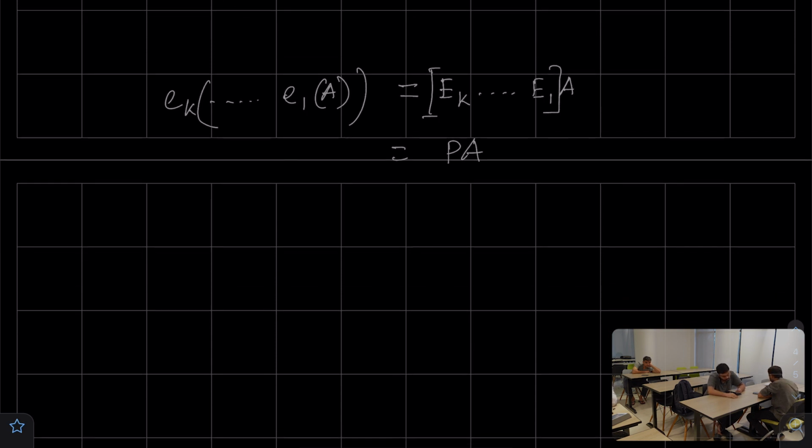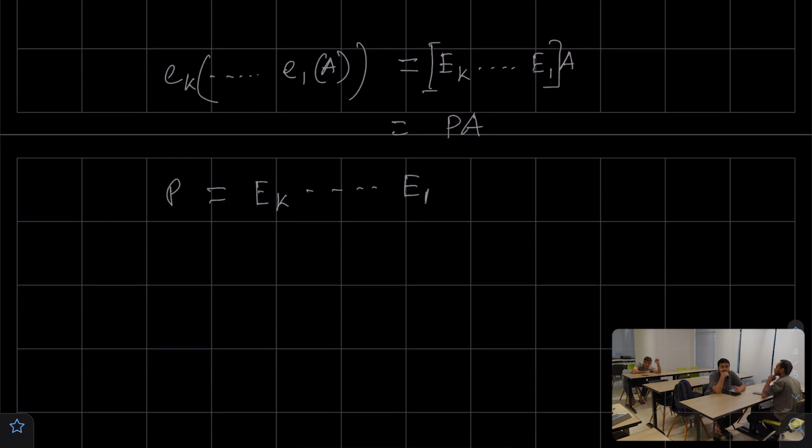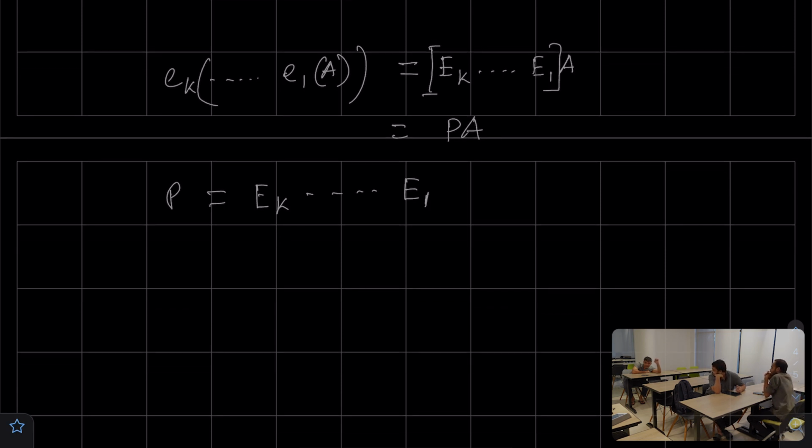So what is P here? P is the product of all the elementary matrices, and so that is an invertible matrix, because elementary matrices are invertible matrices, and I proved it. Do you want me to go through the proof again? So you have the elementary matrices and these are invertible. What else do you need to show that P is invertible?